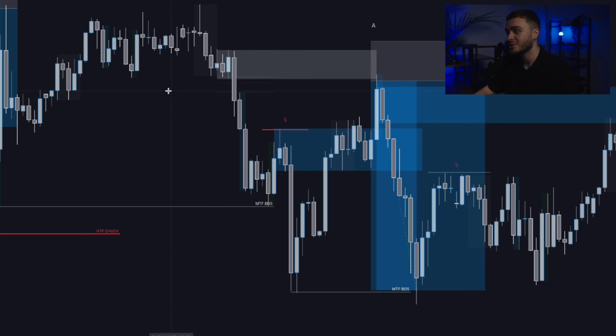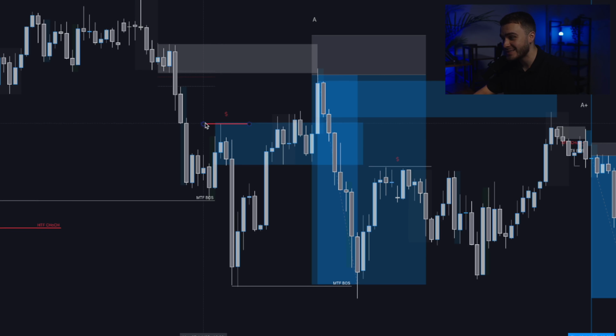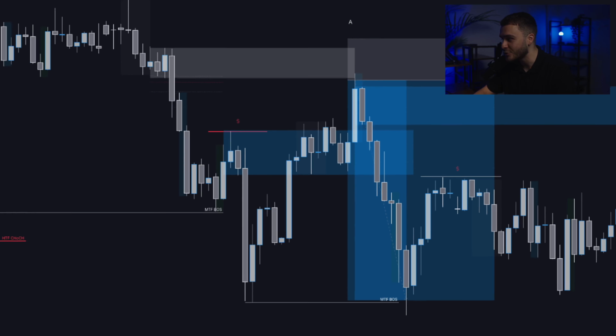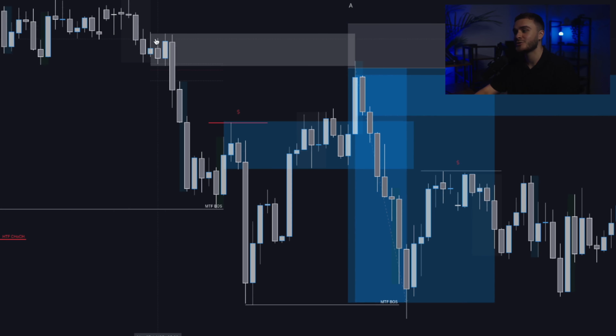We've got the imbalance straight afterwards. We've even seen a level of manipulation of liquidity happen. From that point onwards, you can only expect that this is going to be one of your highest quality points of interest in the market.